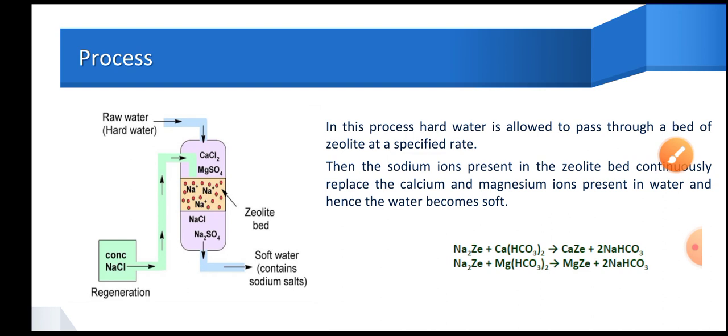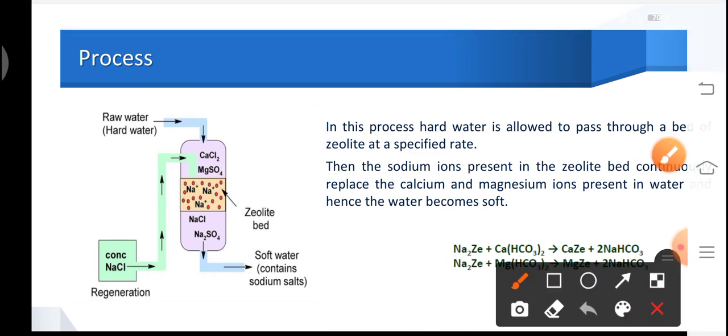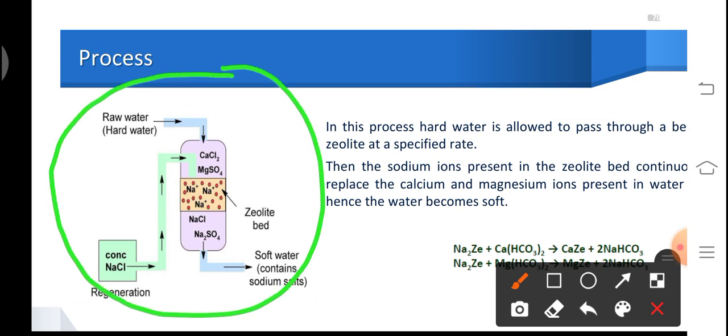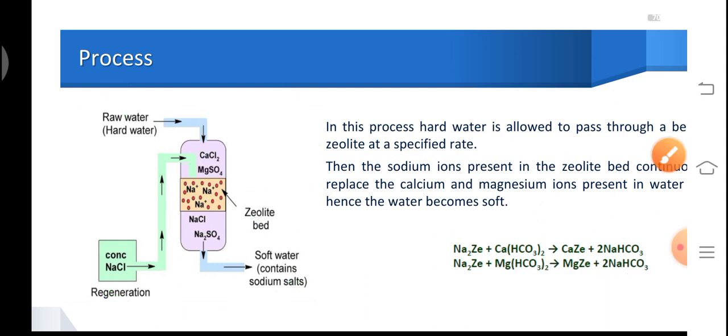Now let us move on to the process, how the process takes place. So here in this slide you can see the structure of the zeolite softener. For softening water by the zeolite process, you can see hard water is percolated from the top at a specific rate through a bed of zeolite. The bed of zeolite is housed in this cylindrical unit.